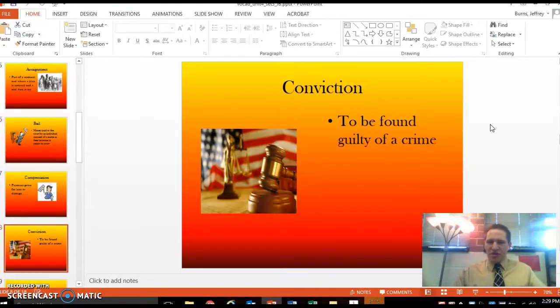Alright, we got conviction. That's the opposite of acquittal. So if you are convicted of a crime, you are found guilty, and you will go to sentencing, where the judge will sentence you for the crime. You have the right to appeal that conviction.